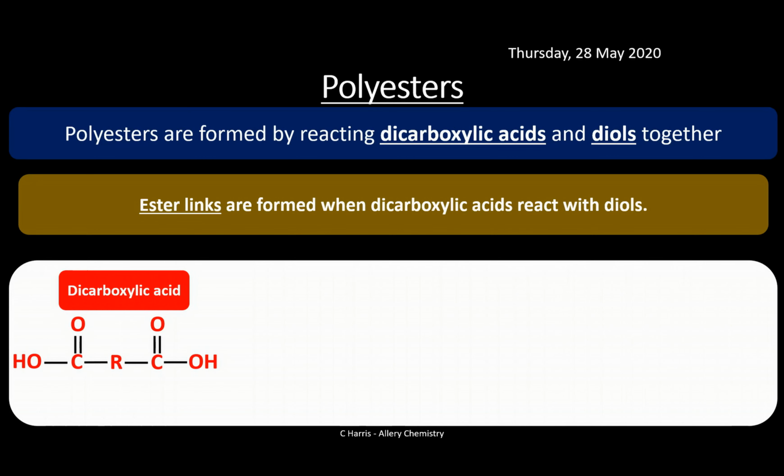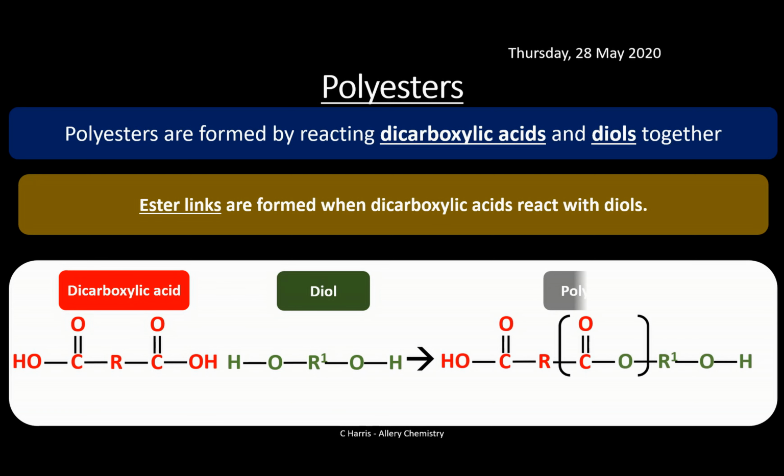So there's our dicarboxylic acid, which is there on the left, and then we also have our diol, which is there. So we're just reacting these together, and then what will form is our polyester, and there is our ester link in the middle. Okay, so very similar to the amide, except we have an ester. So we have the classic ester link, C double bond O with an O bonded to it as well.